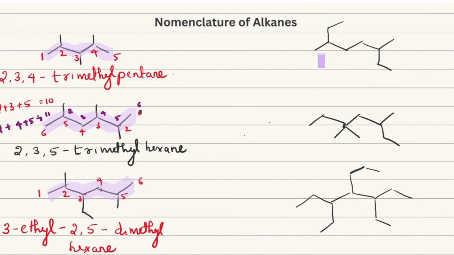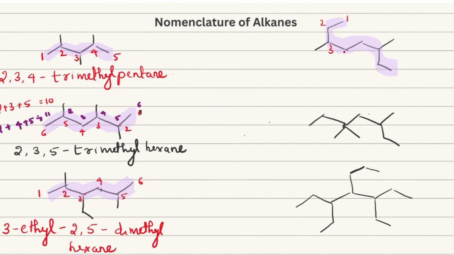Now let's choose the longest chain. See, just because all the carbons are in the same line here, right, from left to right, doesn't mean that this will be the longest chain. If we take from here 1, 2, 3, 4, 5, 6, only this much. But if we take from here, this is having more number of carbons. Hence, start numbering either from here or here depending on the substituents.